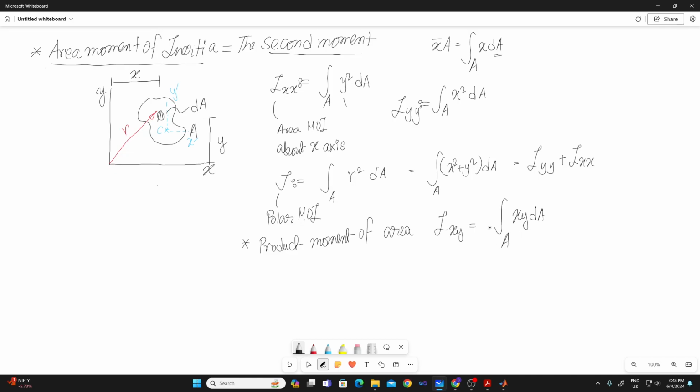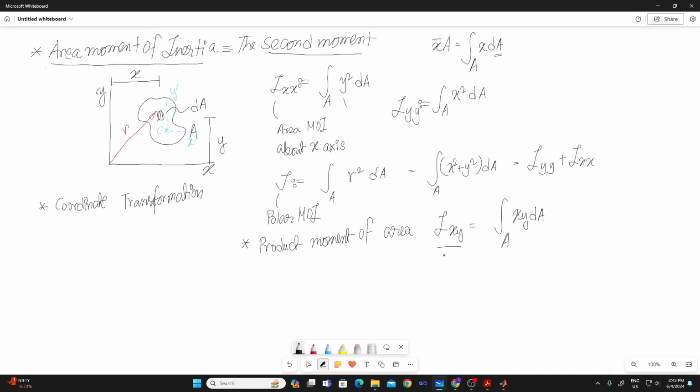And this product moment of area is also equally important, particularly when you are performing coordinate transformation. What do we mean by that? That if you are representing the moment of inertia in a given coordinate system and trying to switch to a different coordinate system, you would need such quantities as Ixy.